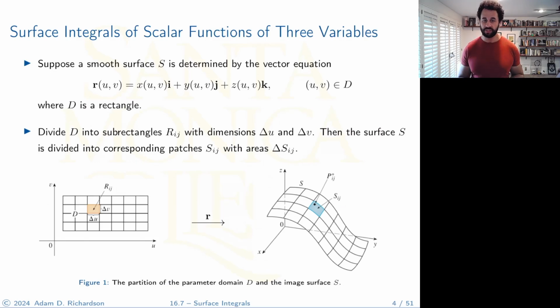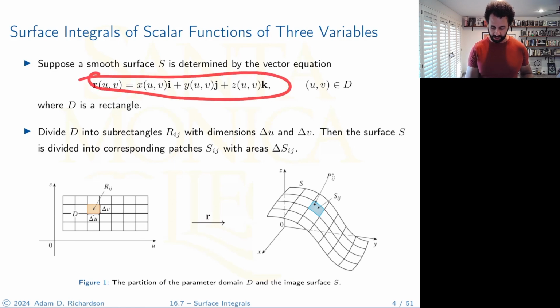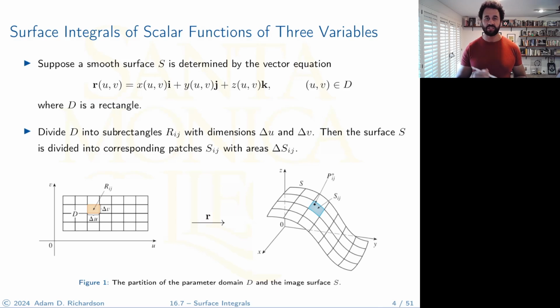So here's the development. Hopefully this is all review at this point. Suppose we have a smooth surface S, and we're going to say it's determined by this vector equation. We studied these in the last section. We're just going to assume for ease that our parameter domain is a rectangle, and same run through every single time. Divide D into subrectangles, R sub ij, with dimensions delta u and delta v. Then the surface S is divided into corresponding patches. Remember, it's like a quilt, and you're going to cut it up into patches. And the area of each one of those patches is given by delta S sub ij.